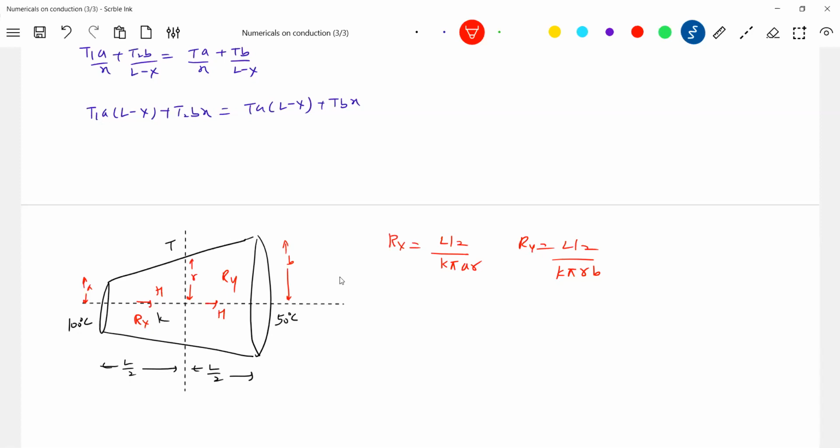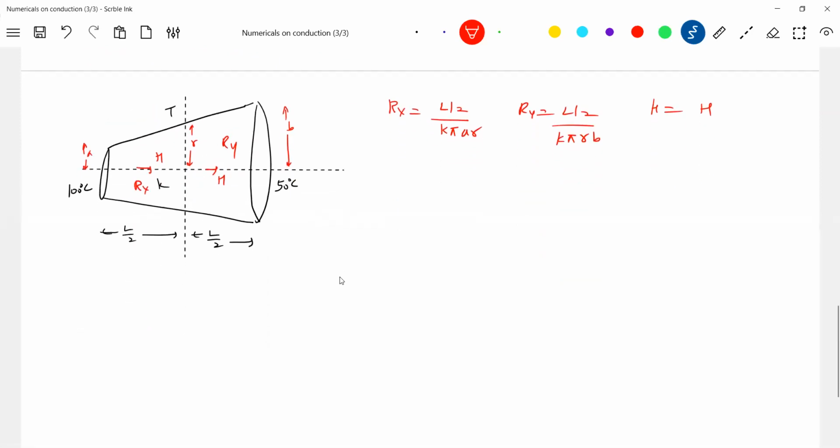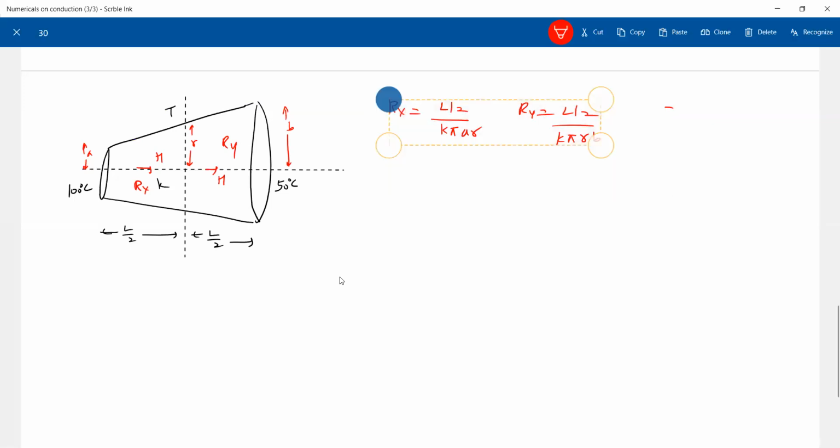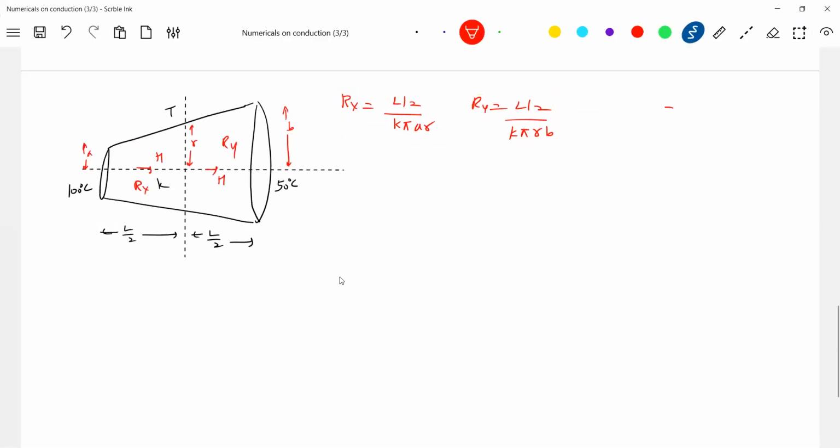What is the expression for heat current? H should be equal to H. It is the same heat current because Rx and Ry are in series. Both the left and right parts are in series. Let me put everything in one place.